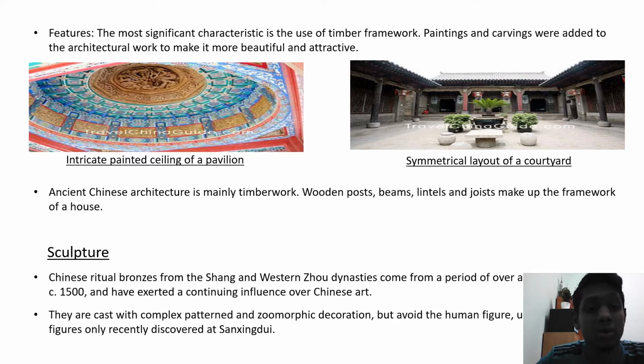Okay, let us go to the sculpture. Chinese bronzes from the Shang and Western Zhou dynasties come from a period over 1000 BC, and they had great influence over Chinese art. They are cast with complex patterns and zoomorphic decoration, but only one human figure has been recently discovered. So this is the information about sculpture.